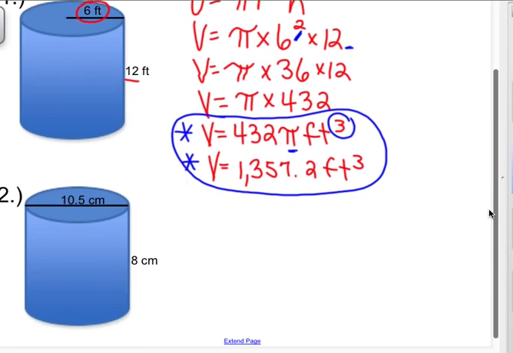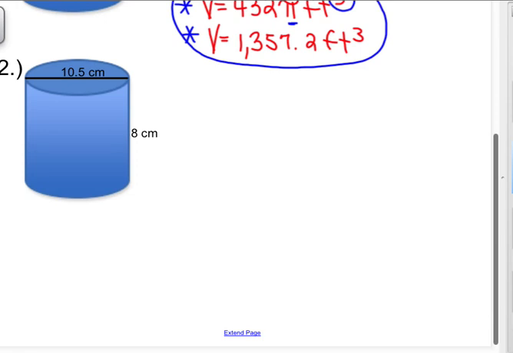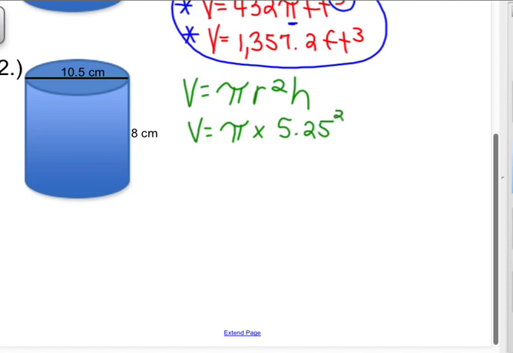Okay, let's try another. Always start with your formula. There it is. Substitute in our values. Pi stays. What's my radius? It's not 10.5. It's half of that. It's 5.25, which we're going to square, and the height is 8. Square that 5.25, and you get 27.56 times 8.